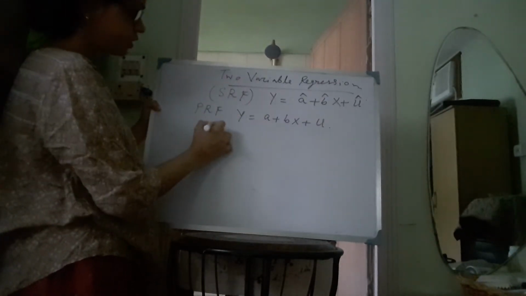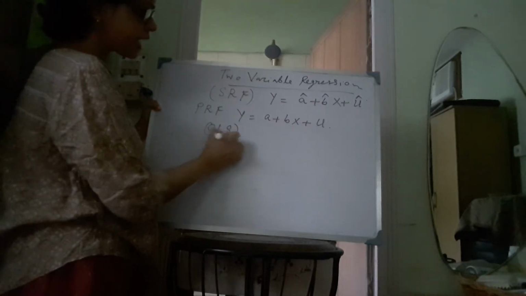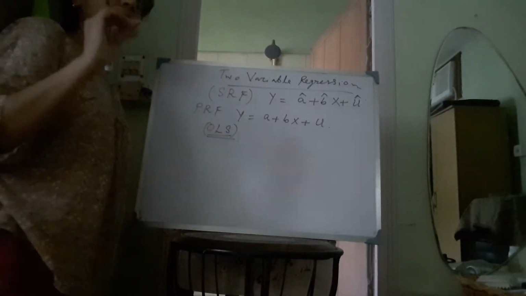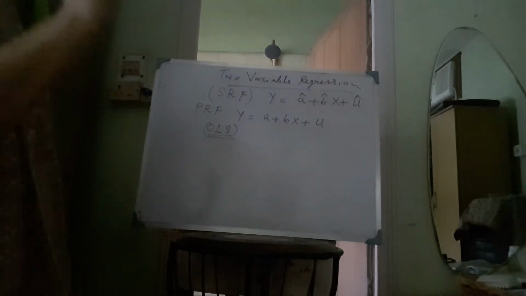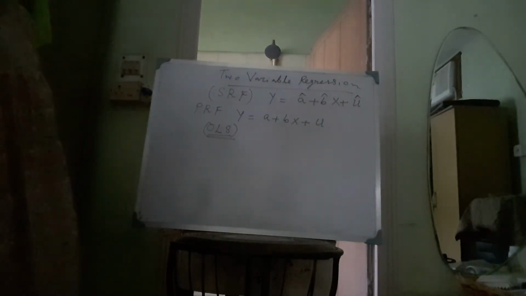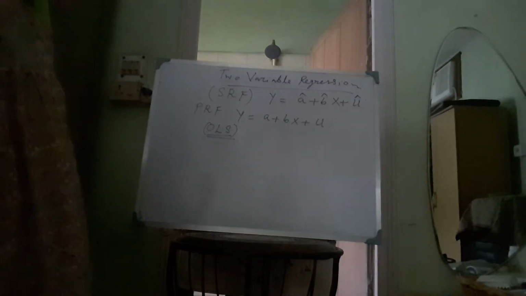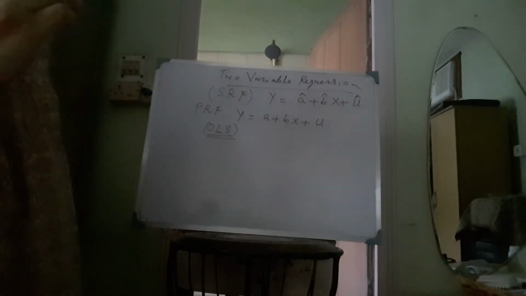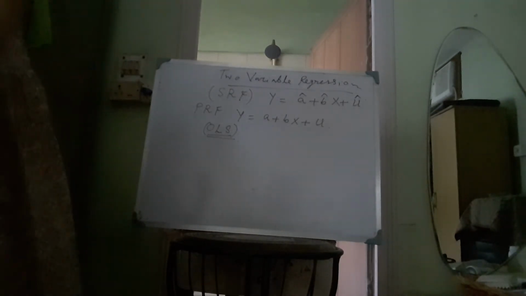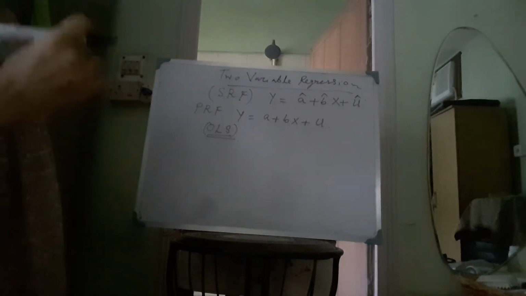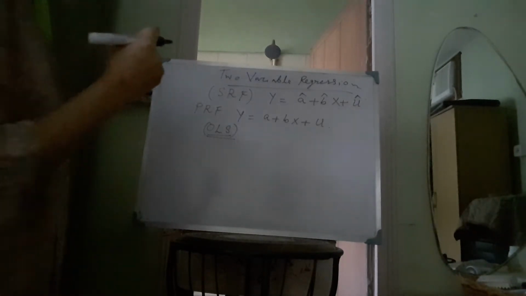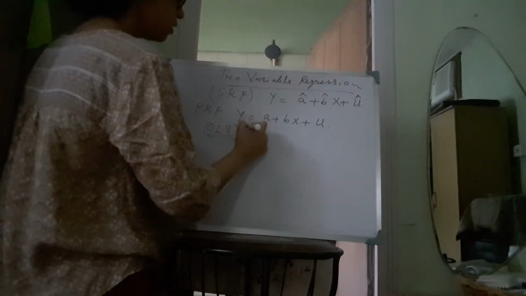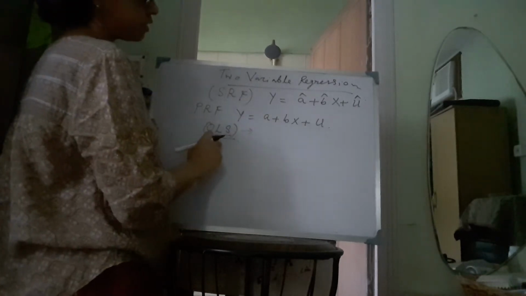Now what is the ordinary least square method? We know that for applying the ordinary least square method, our data set has to follow certain assumptions, and those assumptions are called classical linear model assumptions. You know that. And if our data set follows all those classical linear model assumptions, then we can apply the OLS regression, the OLS model. We can apply the ordinary least square method of estimation.